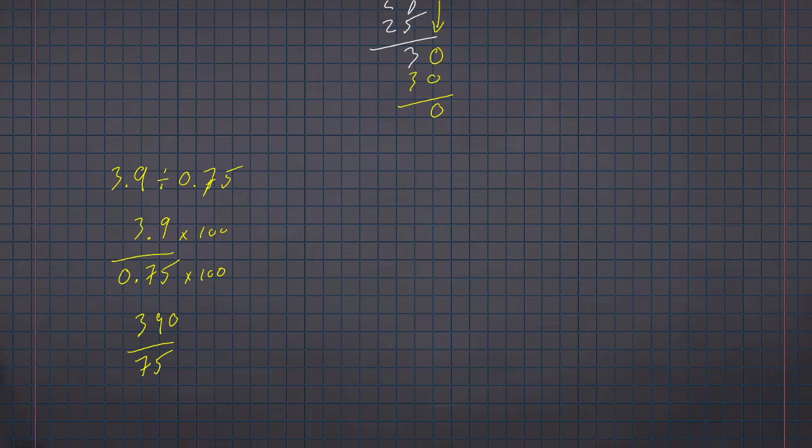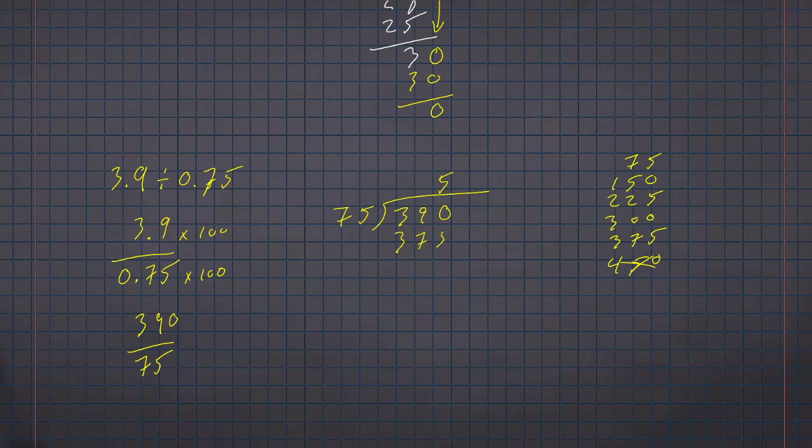So I'm going to go through this long division first. 75 fits into 390. Well, 75 does not fit into 39, so we just have to go straight away. 75 times 2 is 150, 225, 300, 375, 450 is too big, so that's 1, 2, 3, 4, 5. 5 times 75 is 375, and if we subtract that off, we get 15.